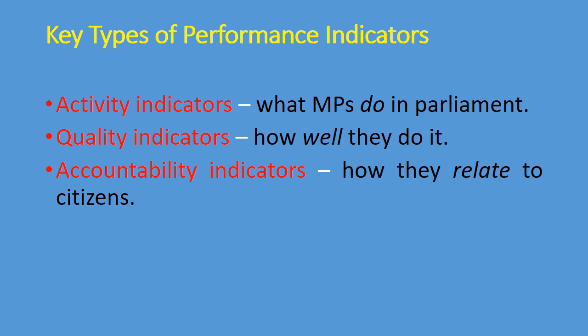Some key types of performance indicators for MPs. You have activity indicators, essentially looking at what MPs do in Parliament. Then you also have quality indicators, looking at how well they do it. And accountability indicators, which entail how they relate to citizens.